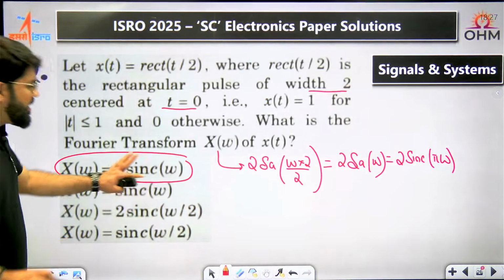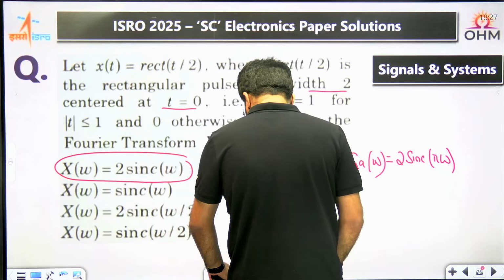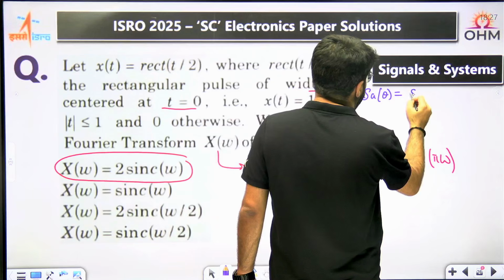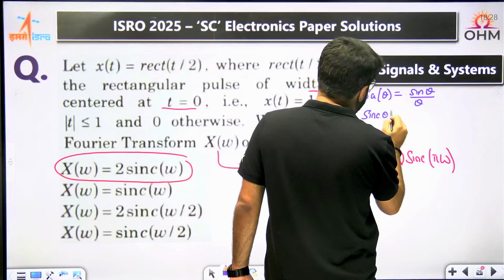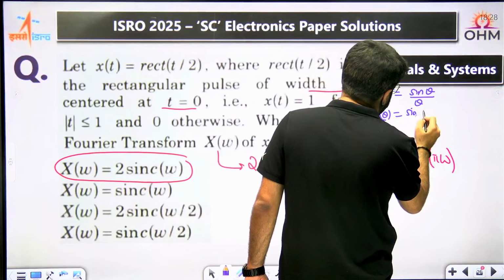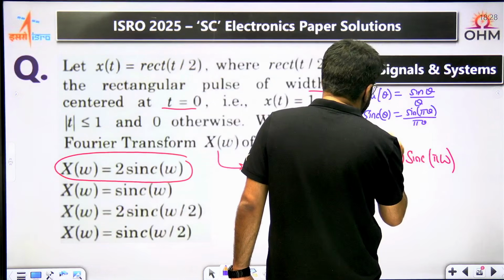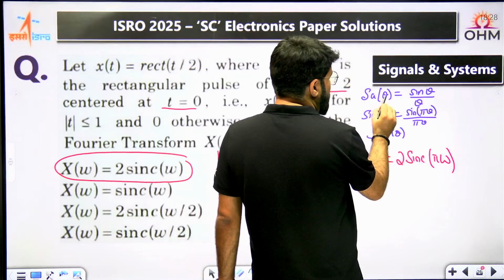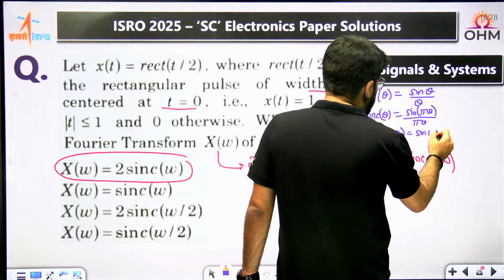Okay, incorrect options are there, because that is what we know. What is the sampling theta function? The sampling theta function is sine theta by theta. Okay, what is the sinc theta function? The sinc theta function is actually given by sine pi theta by pi theta. Okay, and they are related. If you put pi theta in the sampling function, then you get sine pi theta by pi theta, and that is equal to sinc theta.